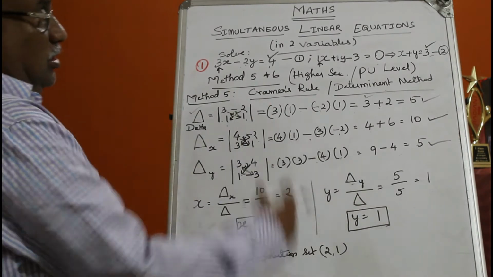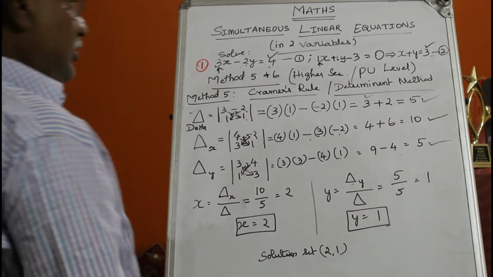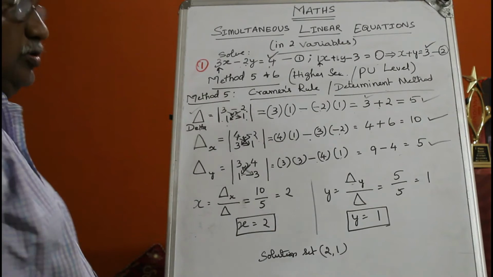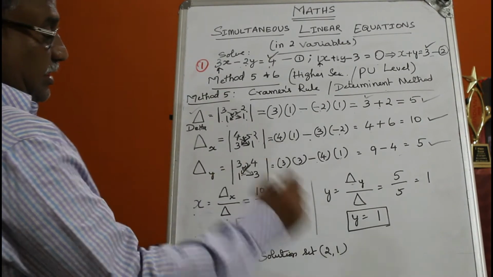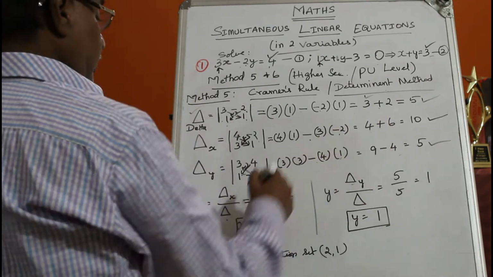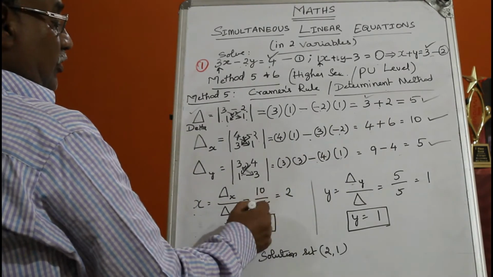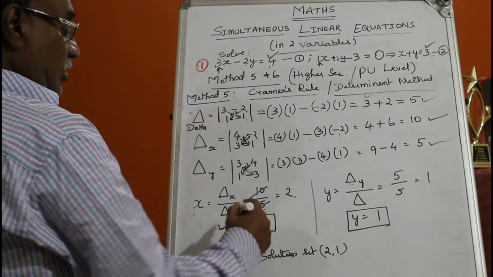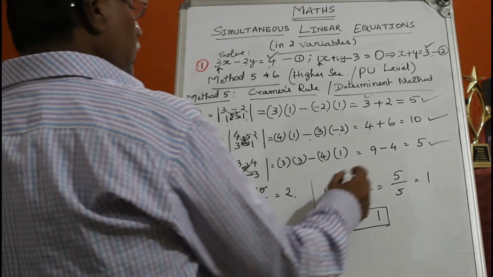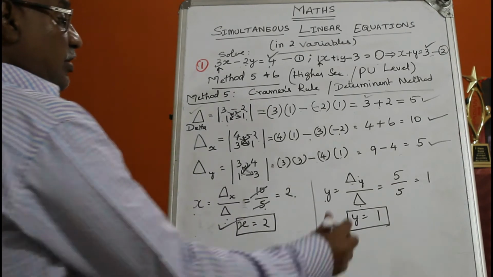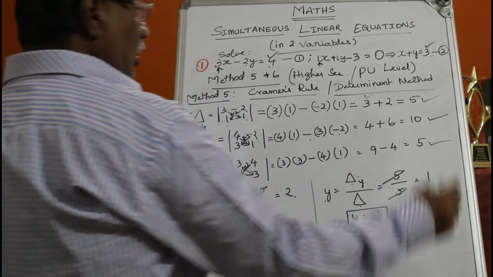If you read higher level, you can follow this. They ask you to solve using Cramer's rule or determinant method. So x is equal to delta x by delta is the formula. Delta x is 10 and delta is 5. 10 by 5 is 2. The answer is x equals 2. The next is y equals delta y by delta, which is 5 by 5. You get the answer 1.